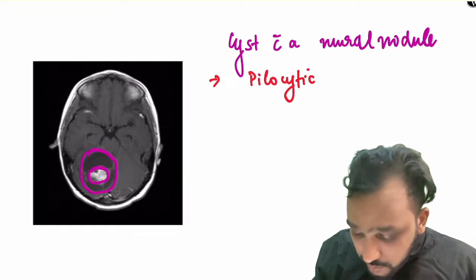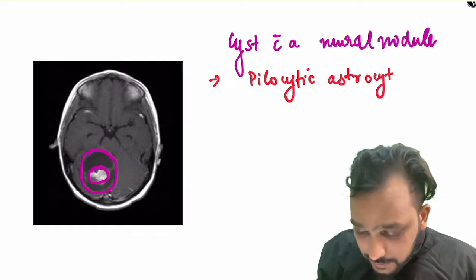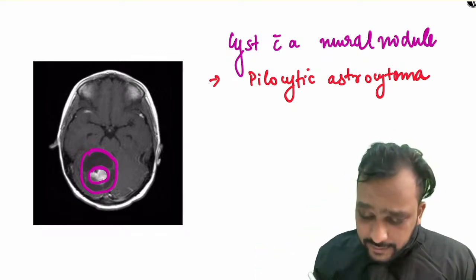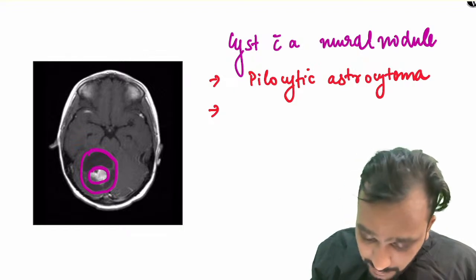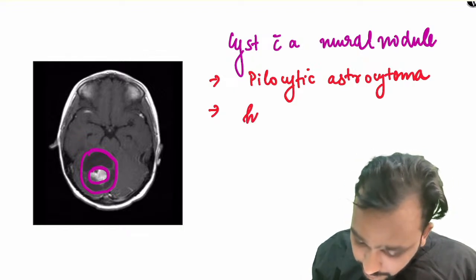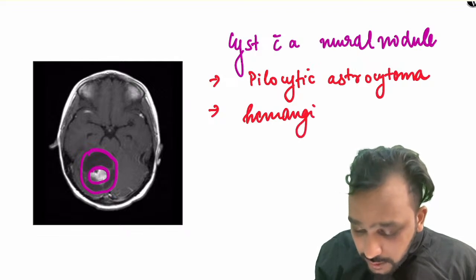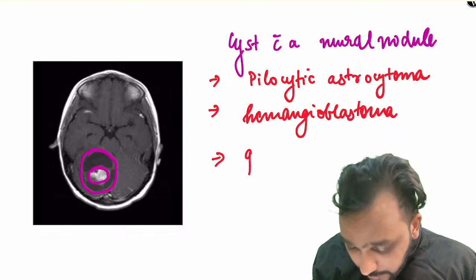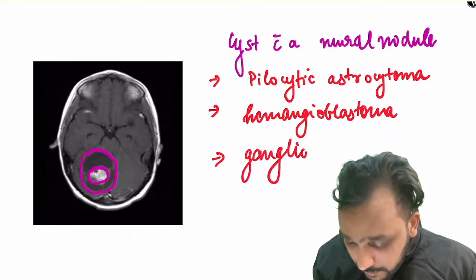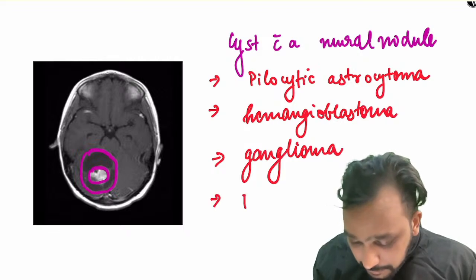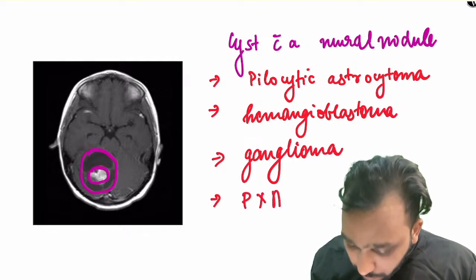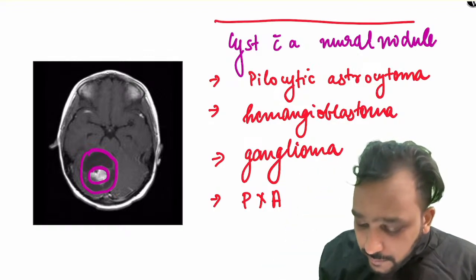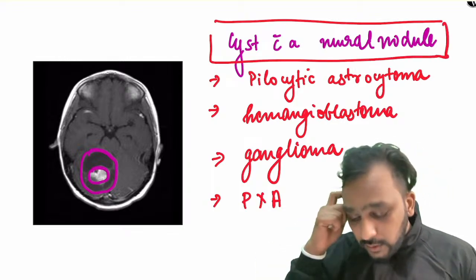pilocytic astrocytoma, seen in children and in the cerebellar hemispheres. Hemangioblastoma, another important differential which you should remember. Third is ganglioglioma, and fourth is pleomorphic xanthoastrocytoma. So these are the four important differentials that you should remember for a tumor with a cyst with a mural nodule.